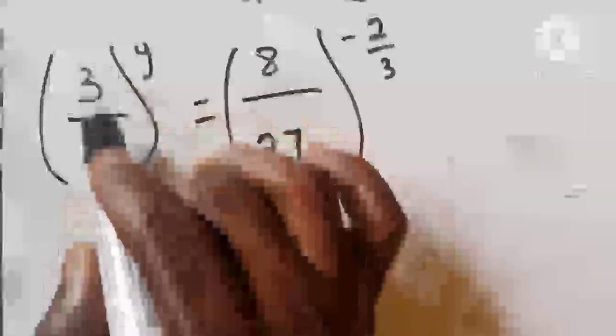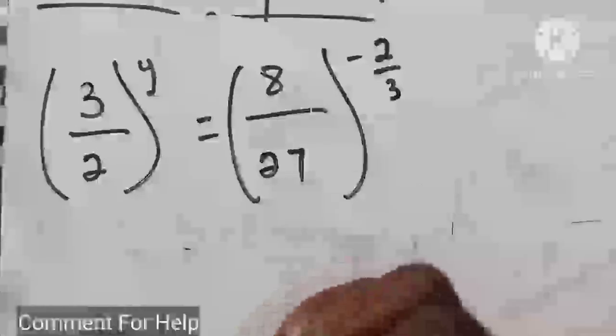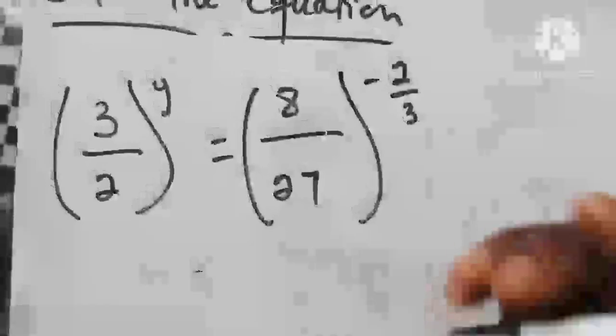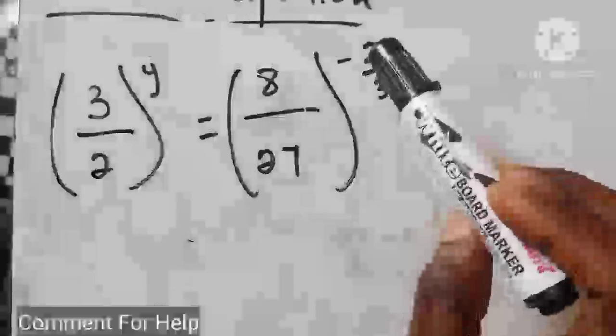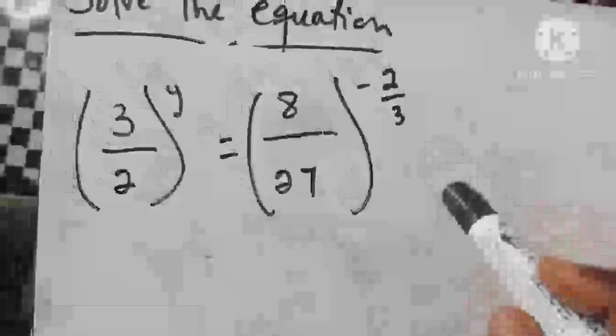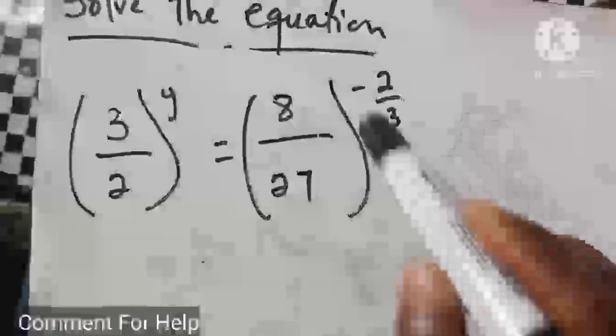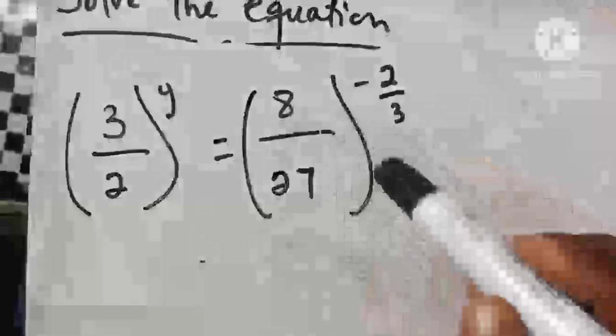Now you can see that the base here and the base here are not the same. So here comes another trick, or another rule. I'm using this whiteboard marker to write on the whiteboard. So what are we going to use in solving this problem?